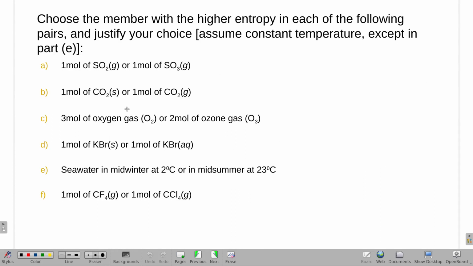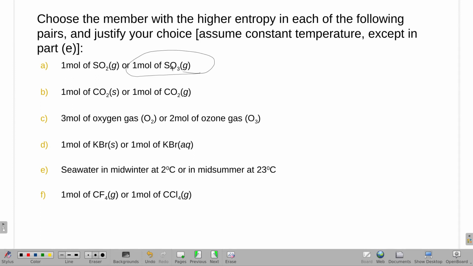Alright, let's try to apply these to some examples. Okay, on that first one we have 1 mole of SO2 gas versus 1 mole of SO3 gas. Since it's 1 mole of each, and the only thing really changing is the formula, SO2 versus SO3, because they're both gases, we're going to go with the bigger one, because that's more molecular complexity.